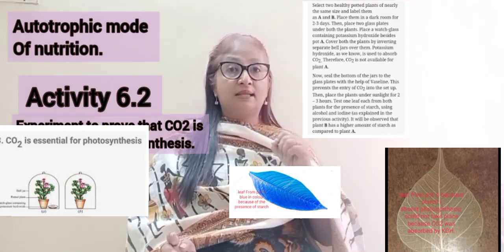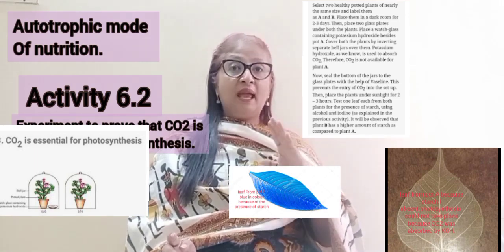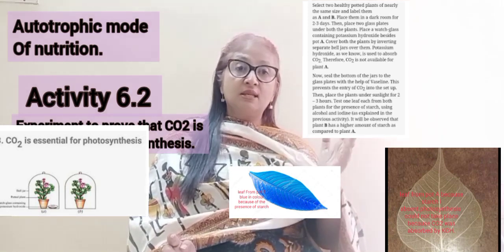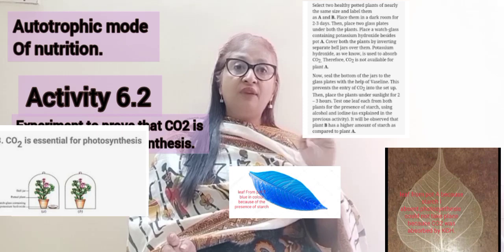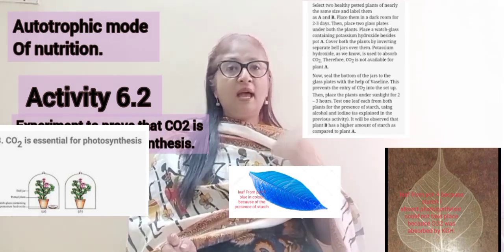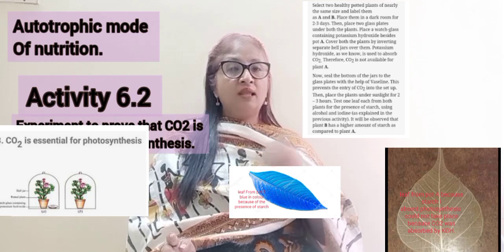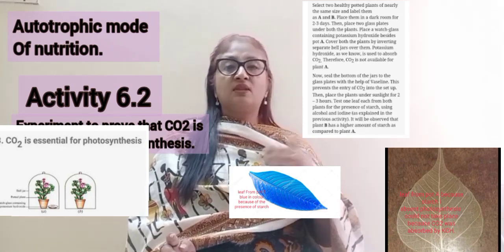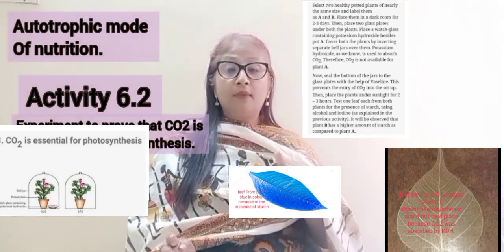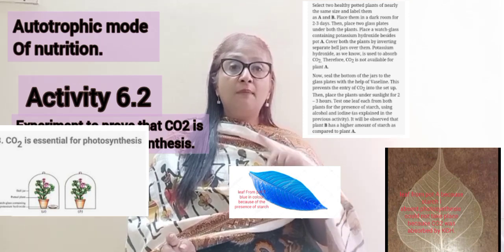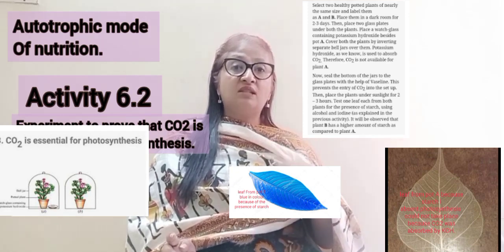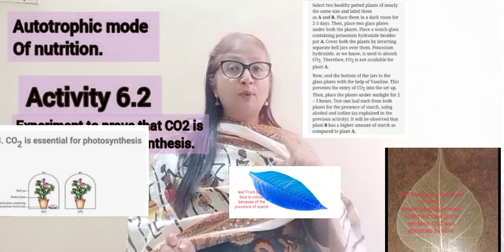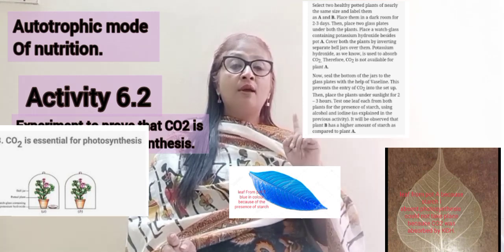Now we have to keep this experimental setup A and B in sunlight for 6 hours. After keeping it in sunlight for 6 hours, we have to pluck one leaf each from both the pots and perform the starch test. That is boiling in alcohol, rinsing in water, and then pouring a few drops of iodine. When we do that, we see the leaf that we plucked from A remains colorless, while the leaf that we got from B becomes blue-black. This proves that carbon dioxide is necessary for photosynthesis.